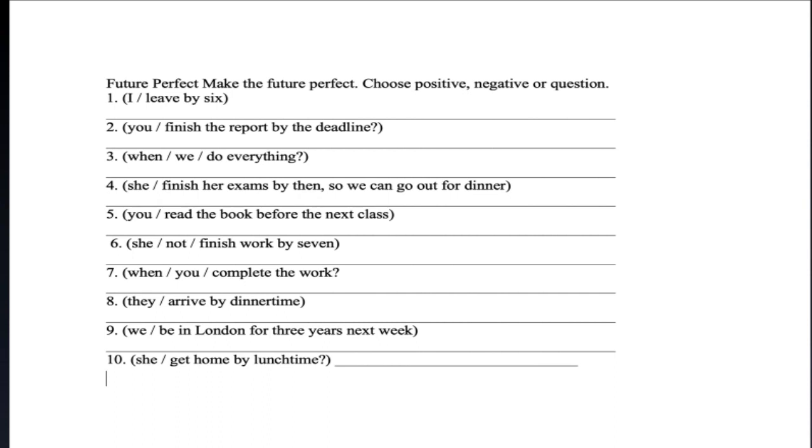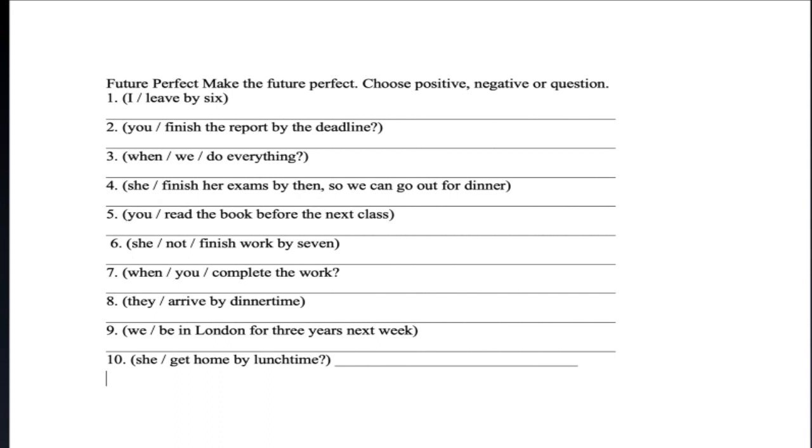So let's read it. What you have to do is, clues are given here. You have to make future perfect tense using those clues. First one, I leave by 6. You finish the report by the deadline? When we do everything. She finished her exams by then, so we can go out for dinner.